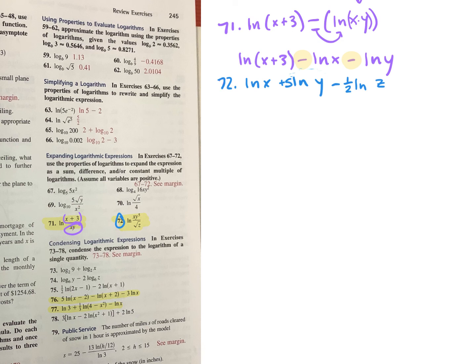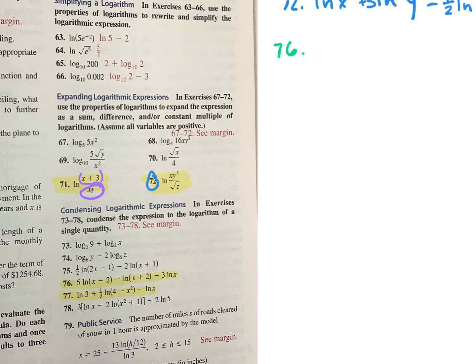Now let's take a look at 76. Here I'm condensing to 1 log. So first thing I want to do is move my numbers out front, up top.